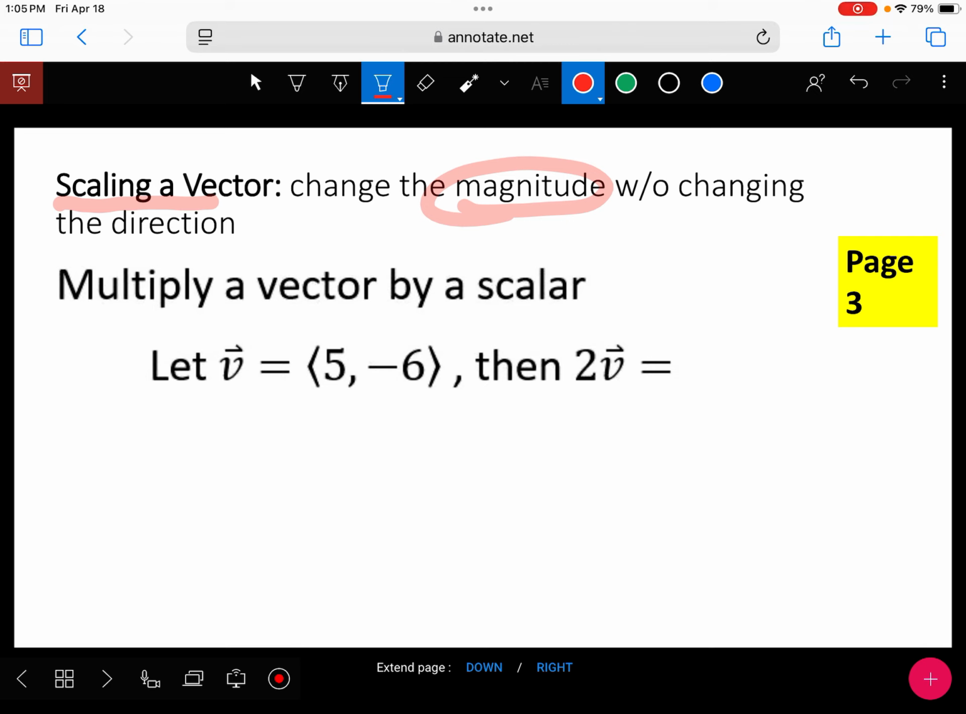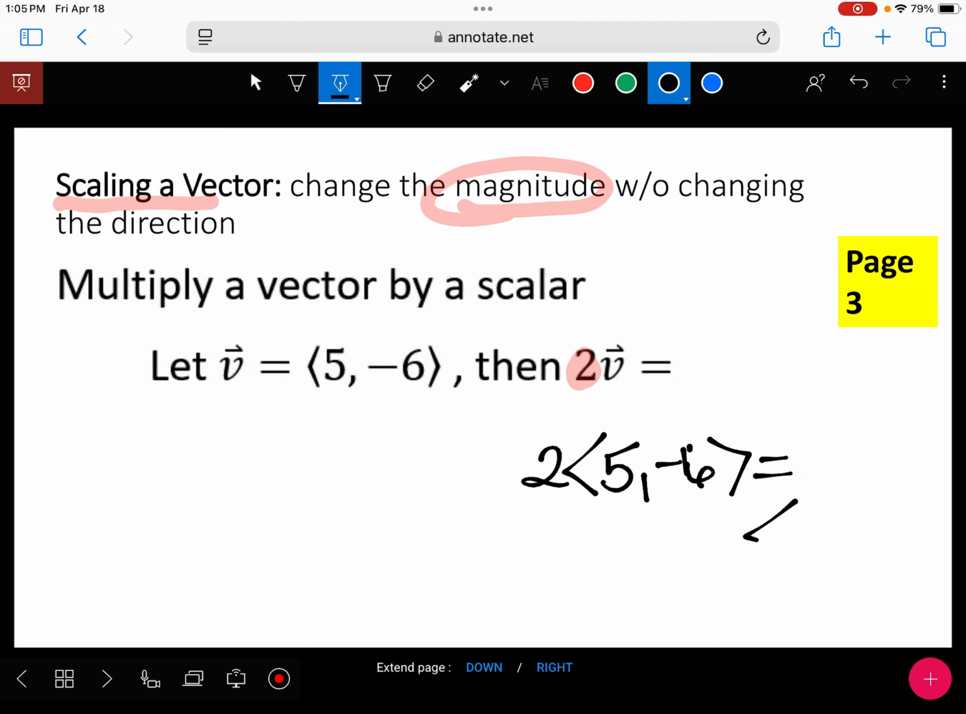So for this last one here, I'm multiplying it by 2. So I'm going to take 2 times vector v. And my final answer would just be 10, negative 12.